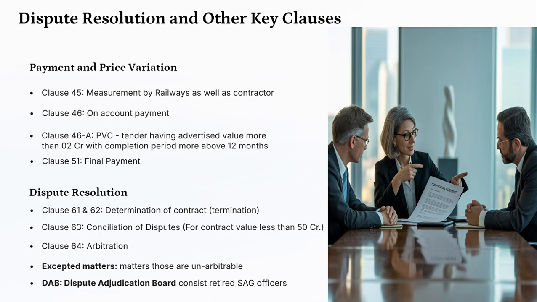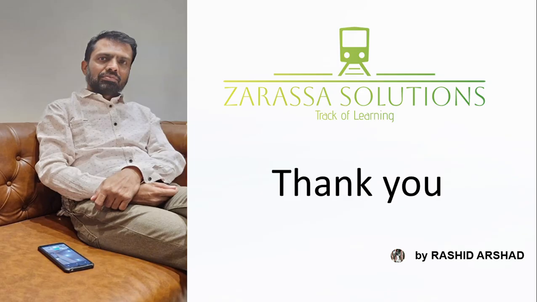Payment and price variation, you can also go through the GCC of contracts for the works 2022 for detailing how the price variation is calculated. PVC is calculated on the work at step for each type of work, and for each type of work there is a different mechanism to calculate the PVC. I think this will be sufficient to understand the GCC of Works 2022.